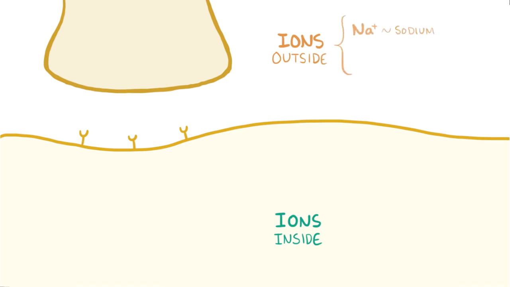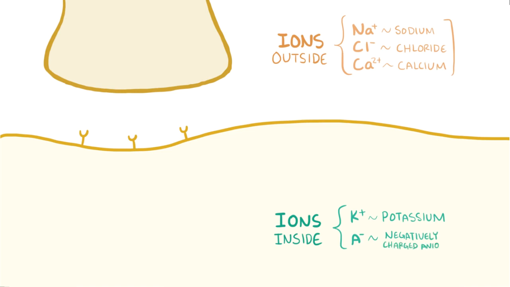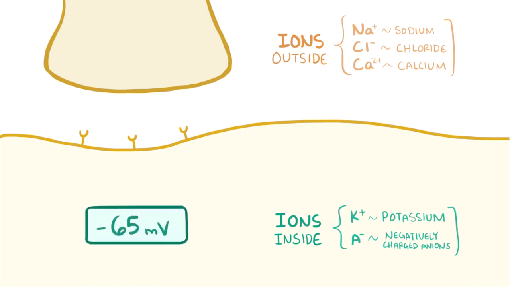Well, it's based on different concentrations of ions on the inside versus the outside of the cell. Generally speaking, there are more Na+ or sodium ions, Cl- or chloride ions, and Ca2+ or calcium ions on the outside of the cell, and more K+ or potassium ions, and A-, which we just use for negatively charged anions, on the inside of the cell. Overall, the distribution of these ions gives the cell a net negative charge of close to negative 65 millivolts relative to the outside environment. And this is the neuron's resting membrane potential.